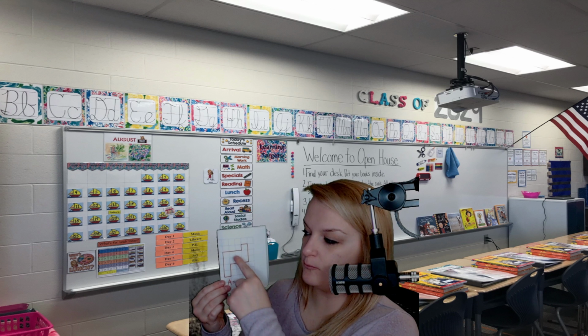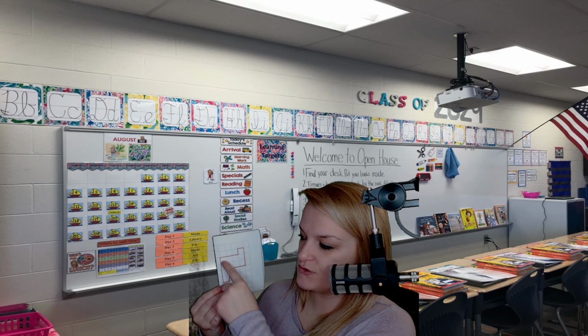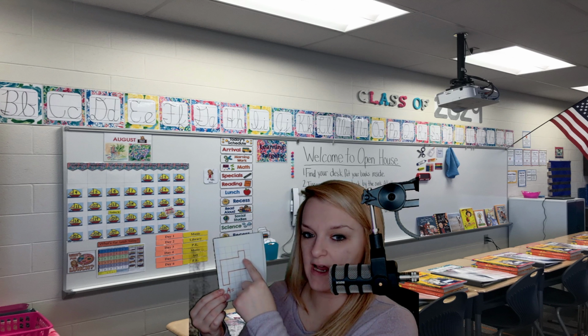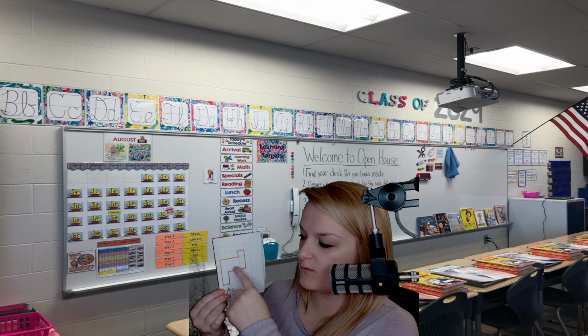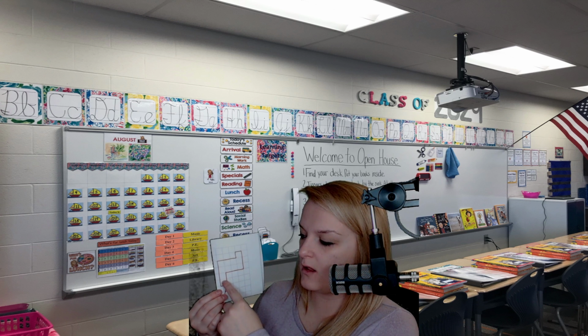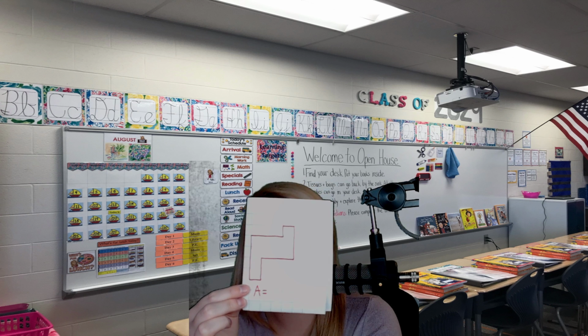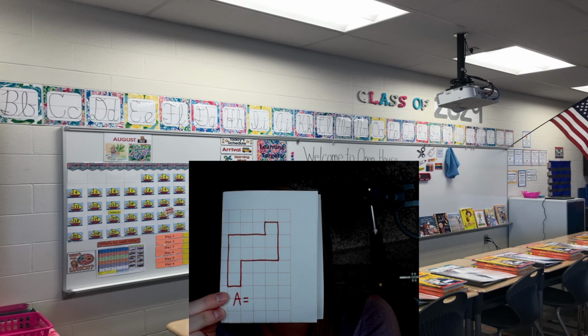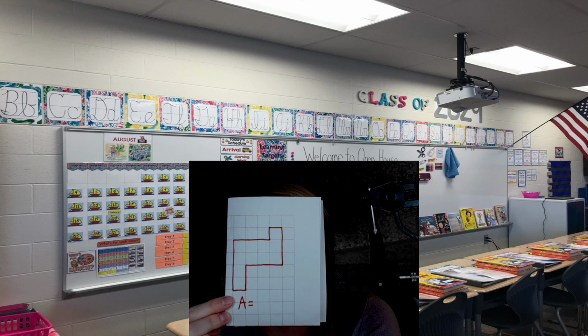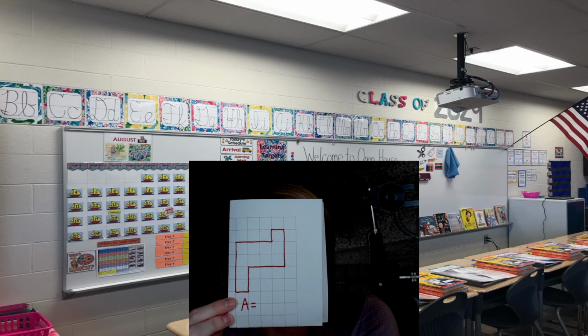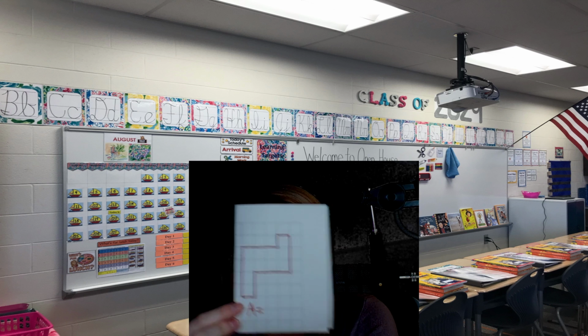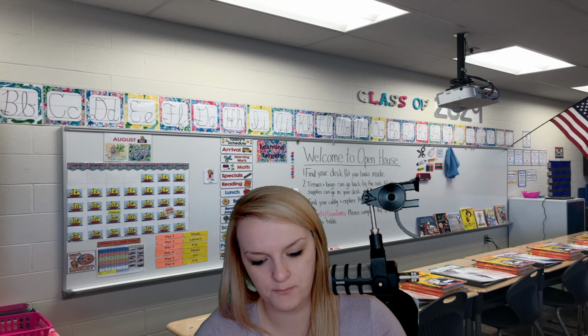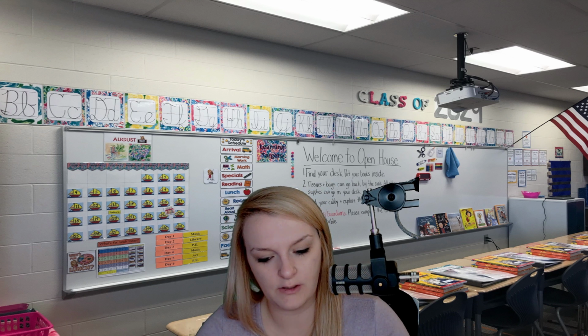How many squares are inside of this shape? Well, let's count them. 1, 2, 3, 4, 5, 6, 7, 8, 9, 10, 11. There are 11 squares inside this shape, so the area is 11 square units. That's not too bad, right? All we have to do is count the squares. Okay? Now, I'm going to show you how sometimes you have a choice with that. Here's another one.